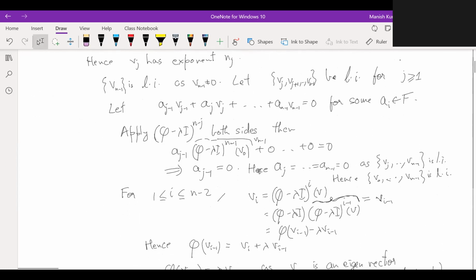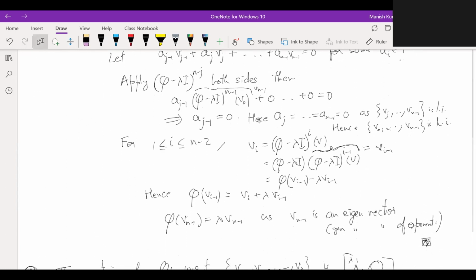And of course, phi of Vn minus 1 is lambda times Vn minus 1, because Vn minus 1 is an eigenvector.